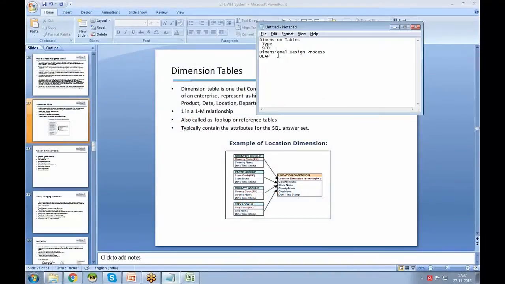Today I just plan to finish these items. What is a dimension table, what are the types of dimension tables, what is a slowly changing dimension, how do you create a dimension model, and what is collab. Okay, this is the high level objective.